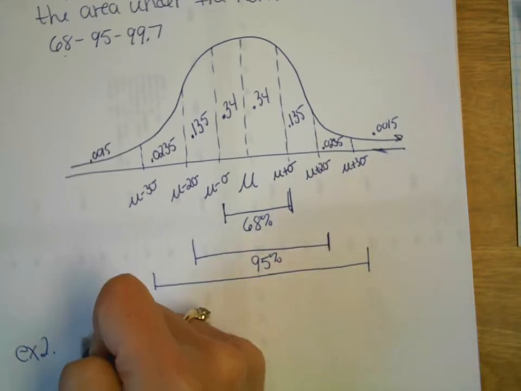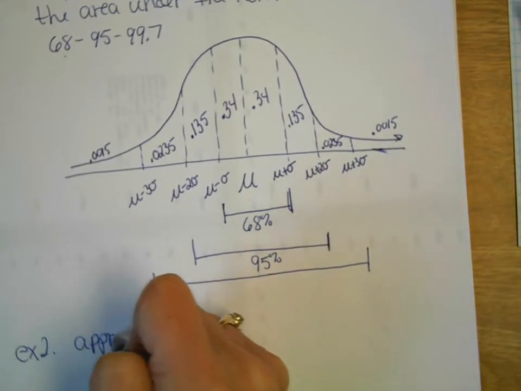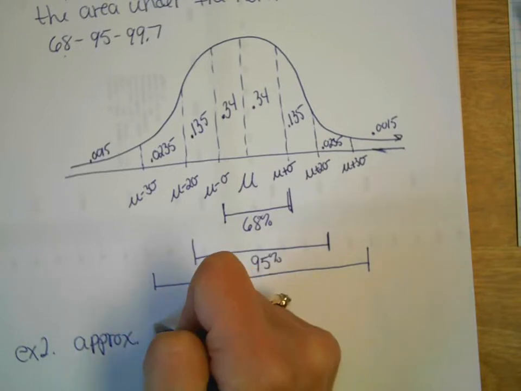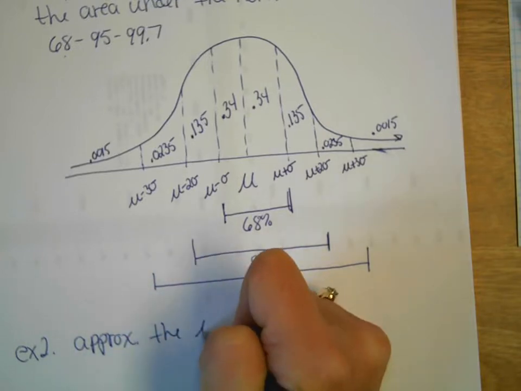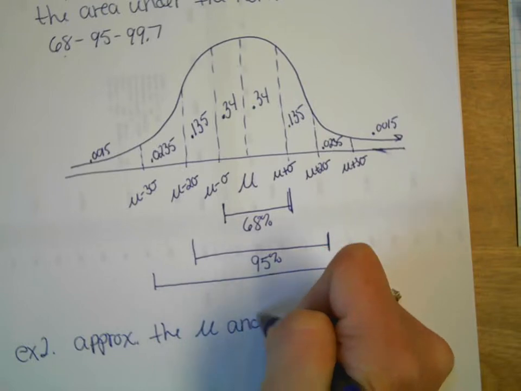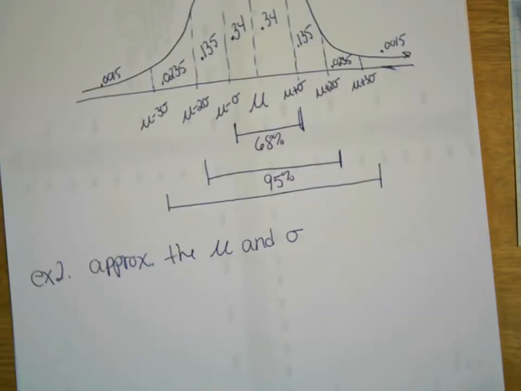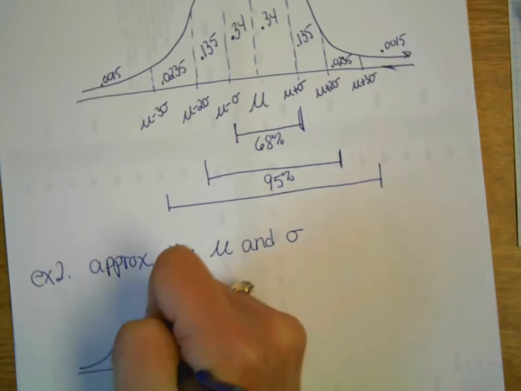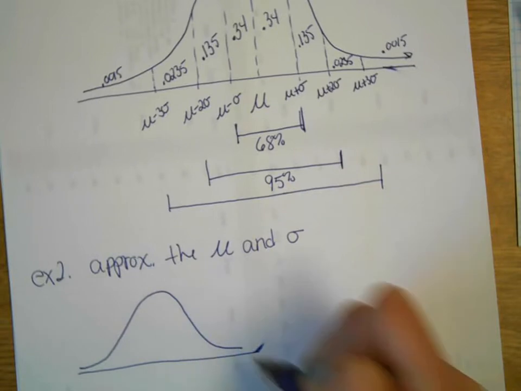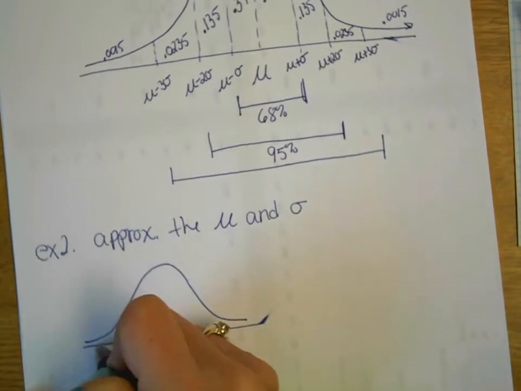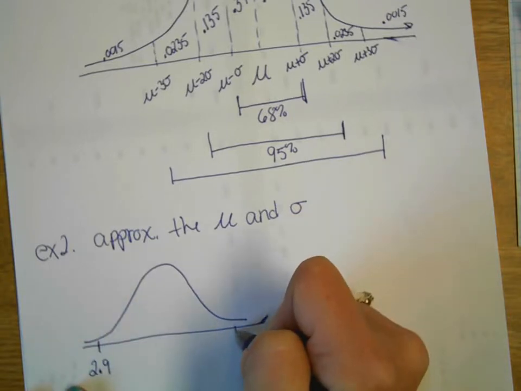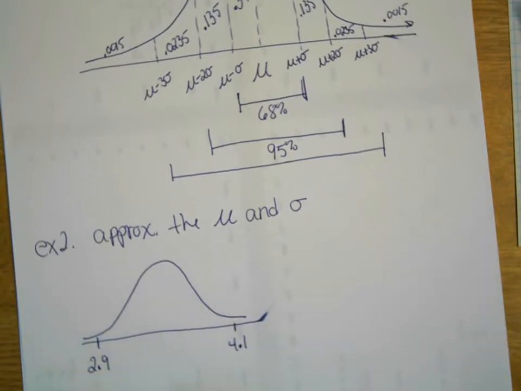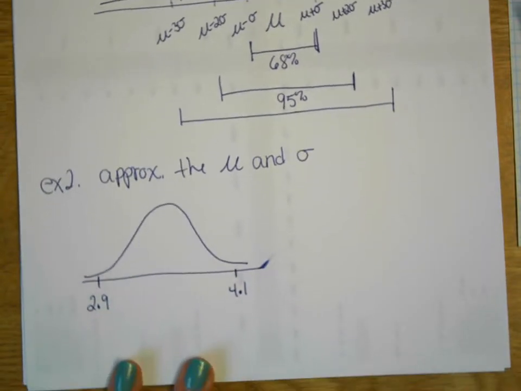How much room is this going to take? It's a little picture. I'm just going to try to fit it in. Approximate the mean and standard deviation for this graph. Normal distribution, 2.9 and 4.1. And that's all I'm giving you.